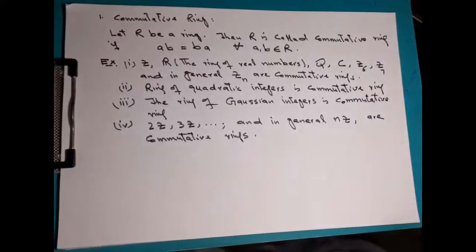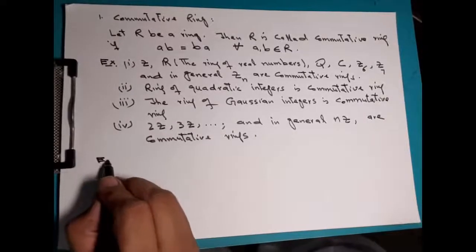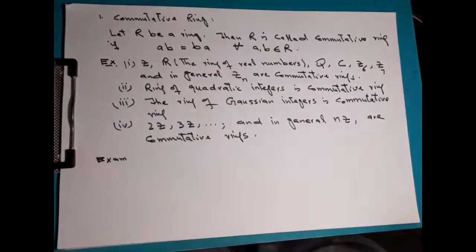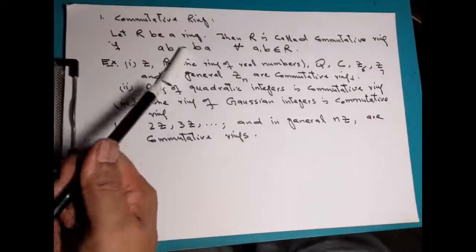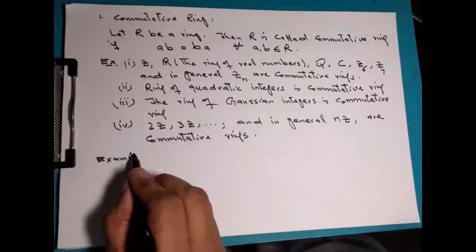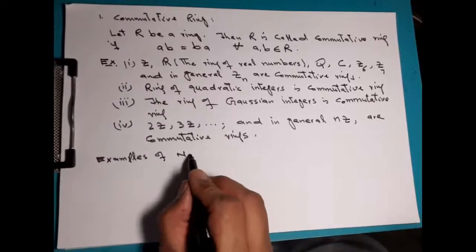To understand this concept in a better way, it is good if we discuss examples of non-commutative rings as well. So let's see examples of non-commutative rings, those rings which do not satisfy this particular condition.